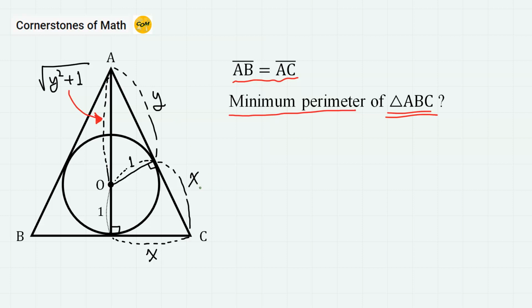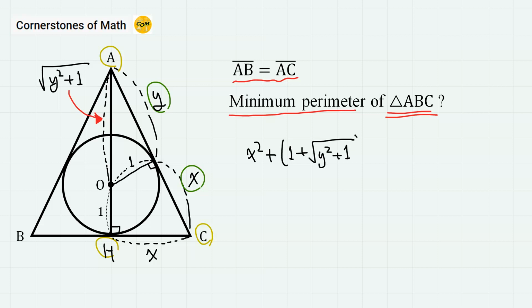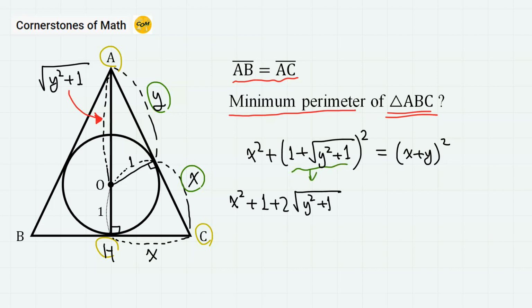Now we can find the relation between x and y by applying the Pythagorean theorem again, this time on triangle AHC. So we have x squared plus the length of AH, which is 1 plus square root of y squared plus 1, squared, equals AC squared, so x plus y squared. So x squared plus 1 plus 2 times square root of y squared plus 1 plus y squared plus 1. And the right hand side is x squared plus 2xy plus y squared.